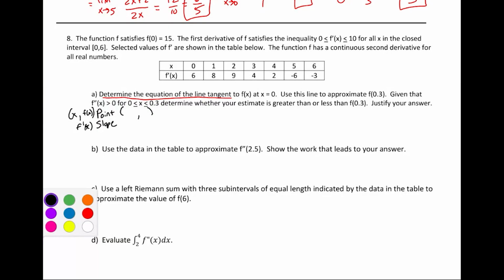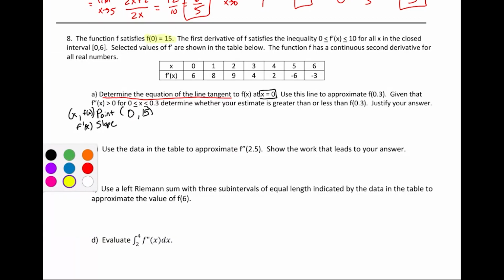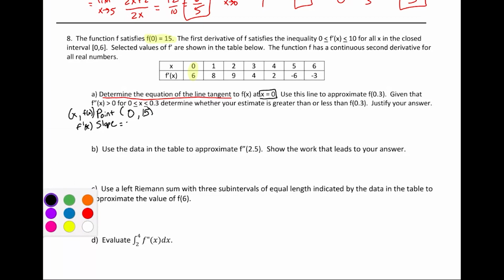So the point here is when x is 0. Okay, so when x is 0, y is 15. And if you're wondering, hey, where did that 15 come from? Well, it told us at the beginning of the problem that f of 0 was 15. Now the slope at x equals 0 is 6. Okay, that's the rate of change. That's the value of the derivative. So the slope equals 6.